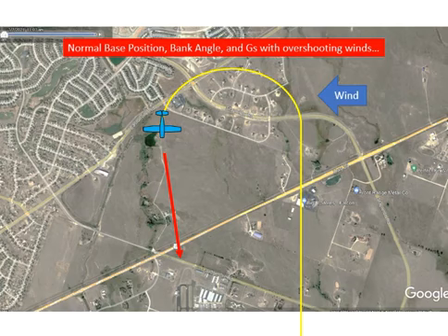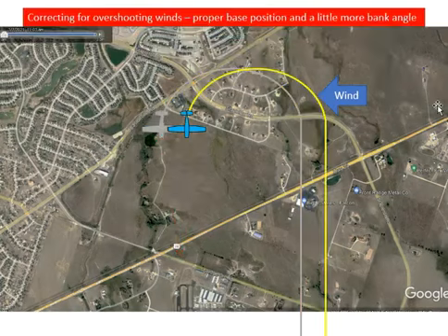So if you do everything normal in this base turn and don't account for this wind over here that's blowing in from the east, you are going to roll out on final too far west of the center line. The middle of the runway, if we extend that off into infinity, we call that the runway's extended center line. We obviously want to roll out dead center on the extended center line, but here the wind has blown us off course. This is normal base position, bank angle, and G's with overshooting winds.